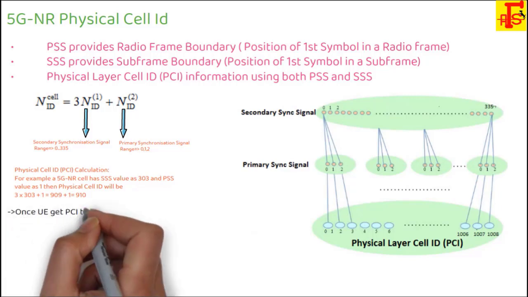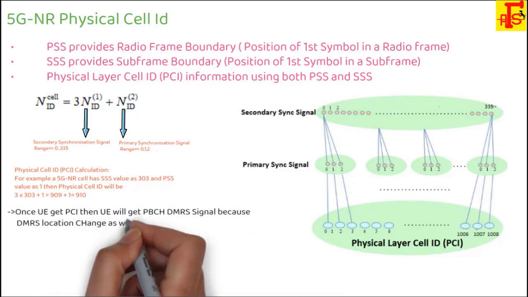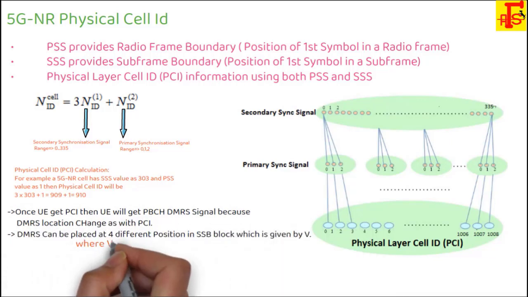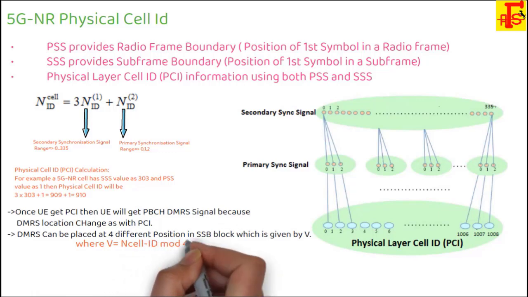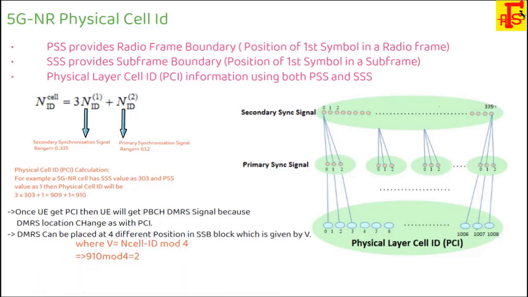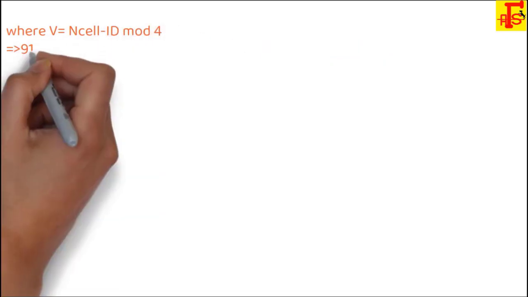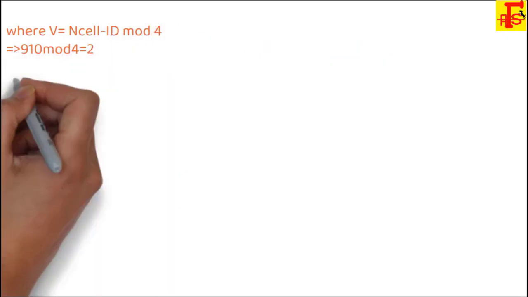So now here the DMRS can be placed at 4 different positions in the SSB block, which is given by V. V is given by the formula NID cell mod 4, where NID cell is the physical cell ID. What physical cell ID did we get? 910 now, right? So 910 mod 4 equals 2, then V equals 2.